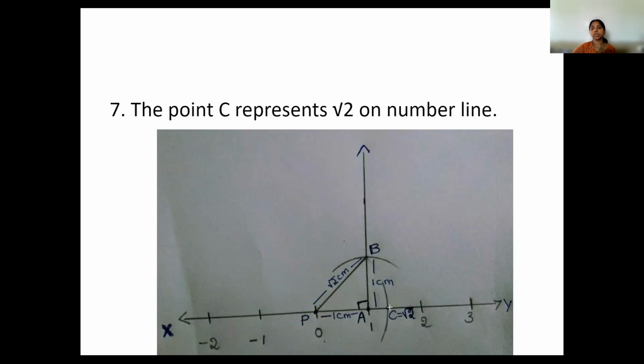At root 2, you will draw the perpendicular. Then that is 1 centimeter over here. You will keep the pointer over C and mark 1 centimeter on the perpendicular and draw this. Join this point. So the distance from P to this new point will be marked over here. Somewhere it will come here. So that is your root 3.